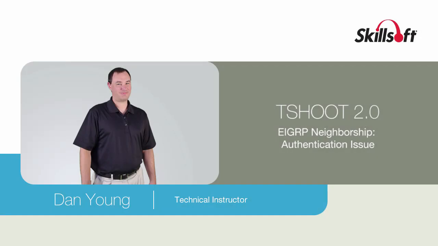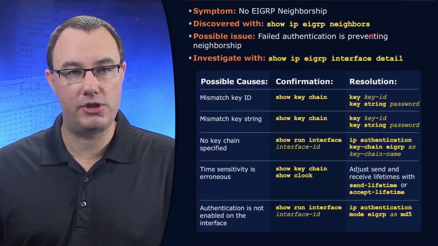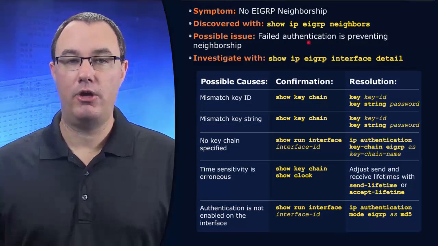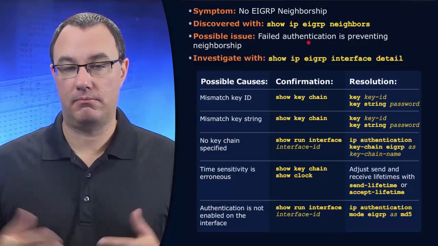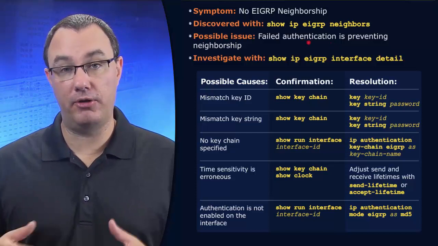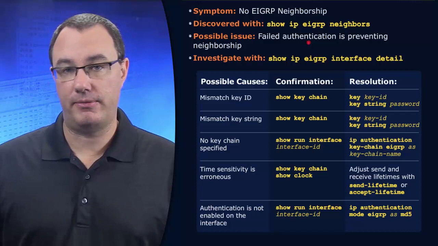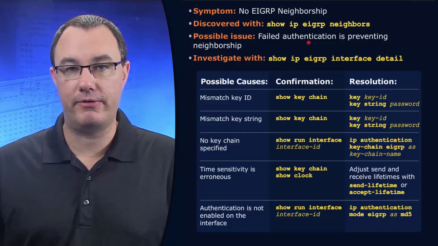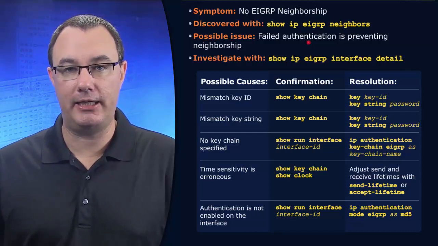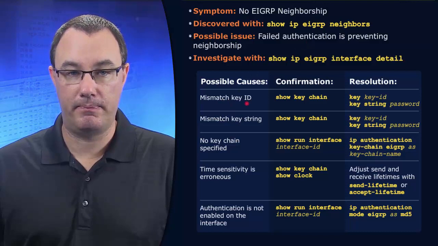There is a lot that can go wrong with EIGRP authentication. And authentication is an easy way for us to break the ability to form an adjacency. What do we have to match? Well, there's a lot of different components of the EIGRP authentication config.